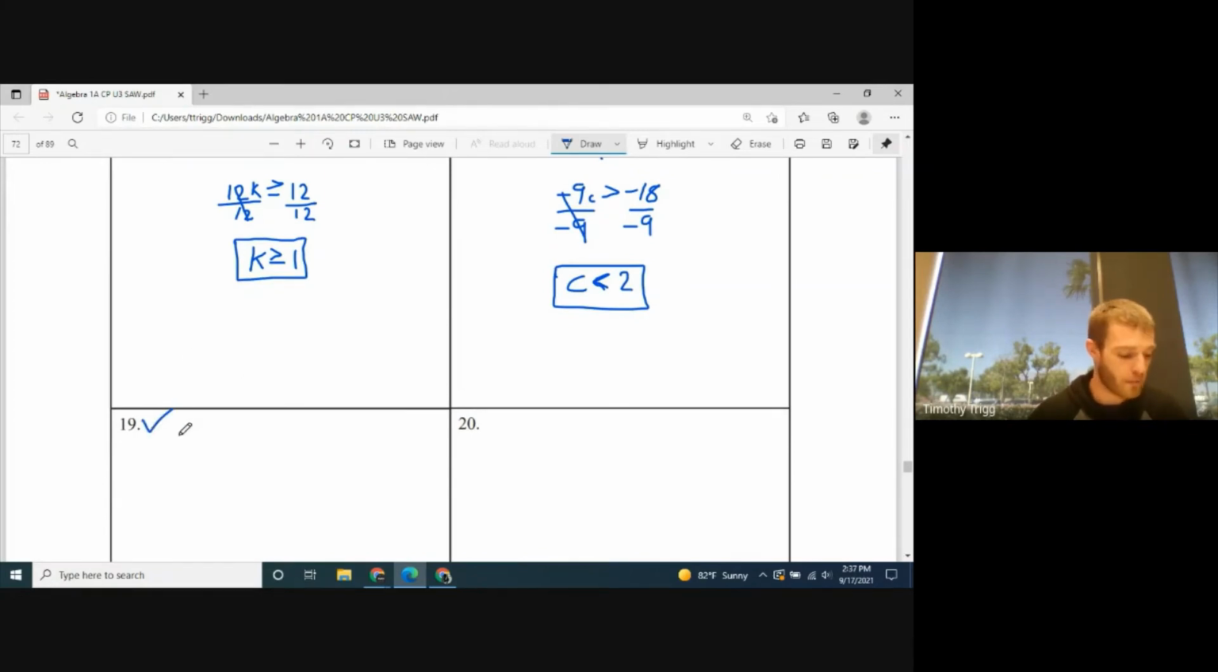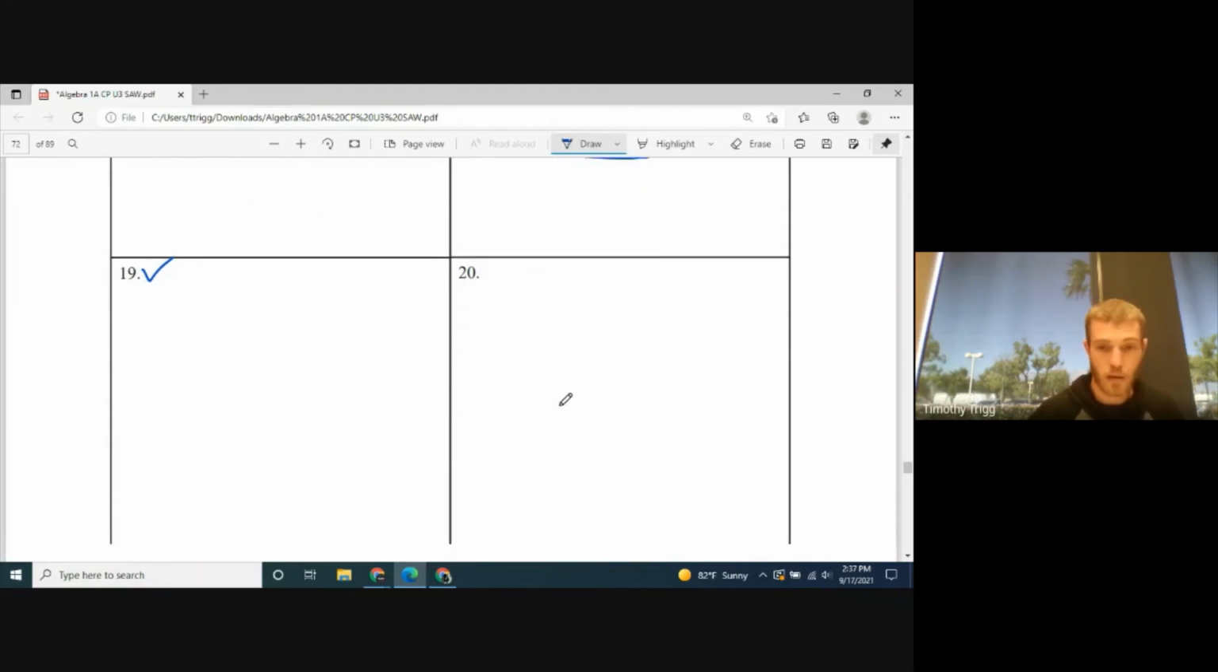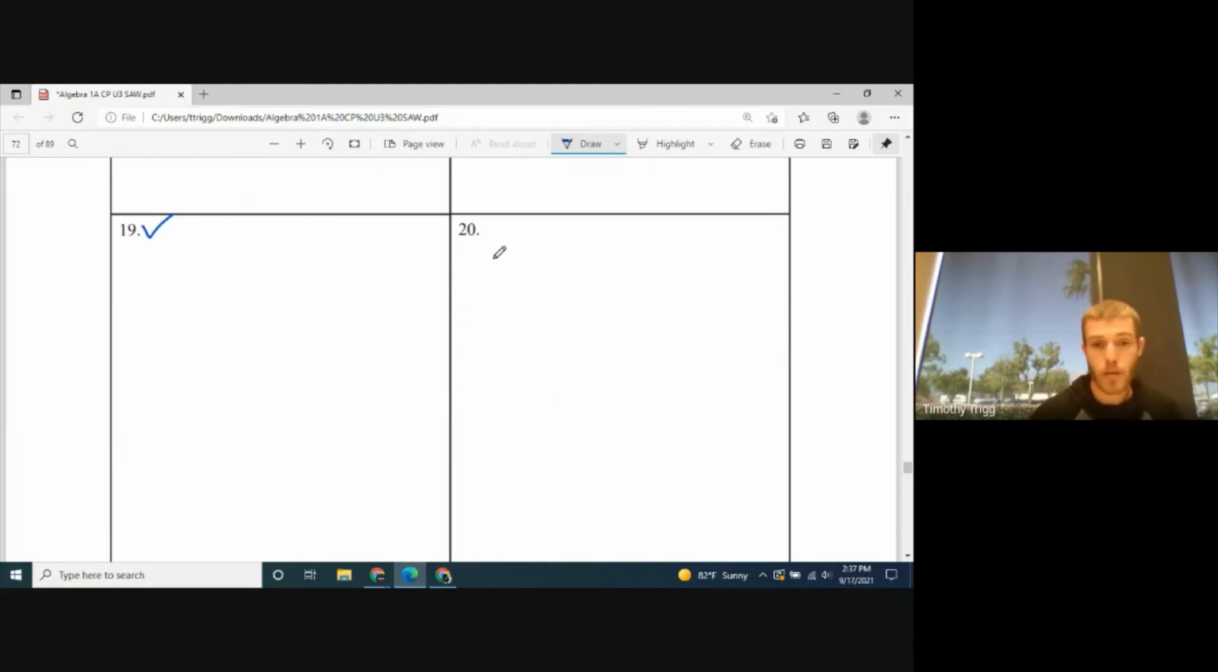Try number 19 on your own. Number 20 here, let's go and work on this. So we got negative 4 is less than or equal to 4 times 6y minus 12 minus 2y. Let's go ahead and distribute this 4 into this parentheses. So that'll give us negative 4 is less than or equal to 24y minus 48. And then this minus 2y is also here.